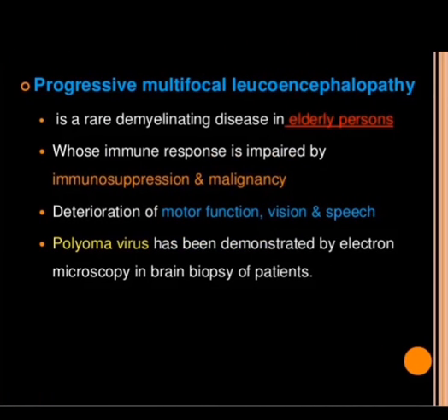Progressive multifocal leukoencephalopathy is a rare demyelinating disease in elderly persons whose immune response is impaired by immunosuppression and malignancy. There is deterioration of motor function, vision and speech. Polyomavirus has been demonstrated by electron microscopy in the brain biopsy of patients.